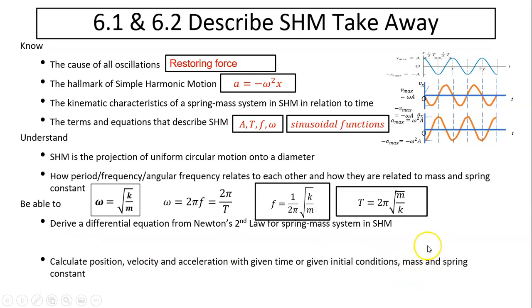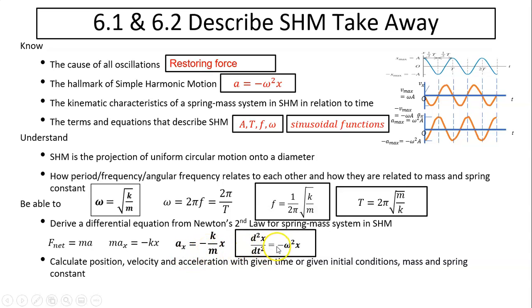Remember the relationship. Be able to derive the differential equation from Newton's second law. Newton's second law starts with F equals ma. And for simple harmonic motion, F equals negative kx. So ma_x equals negative kx, and the differential equation is just this. We can solve for x from this differential equation. This will give us sinusoidal functions as well.